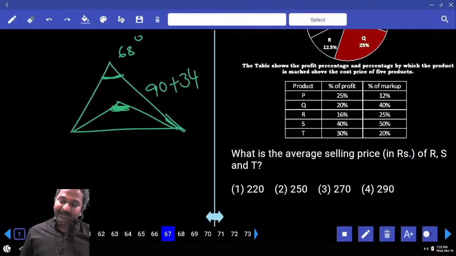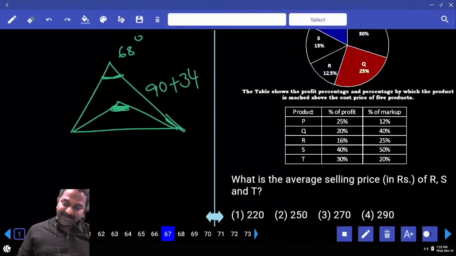The average selling price of RST. Can you do it? RST, the average selling price question.